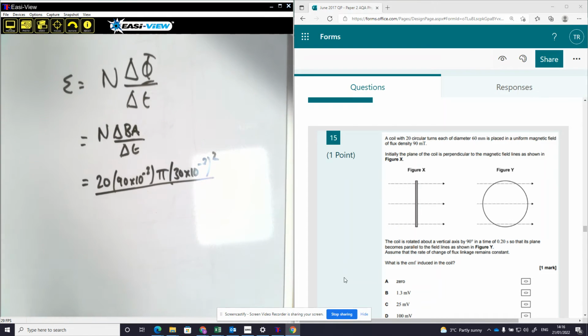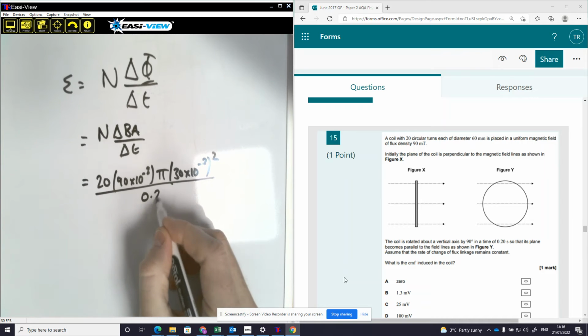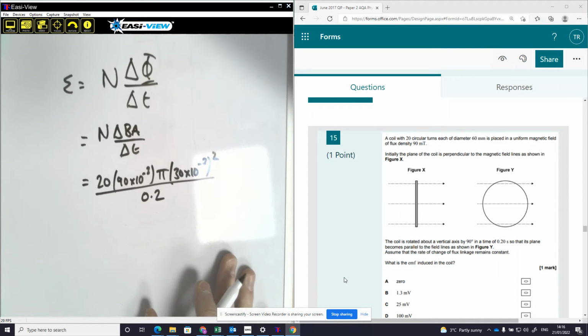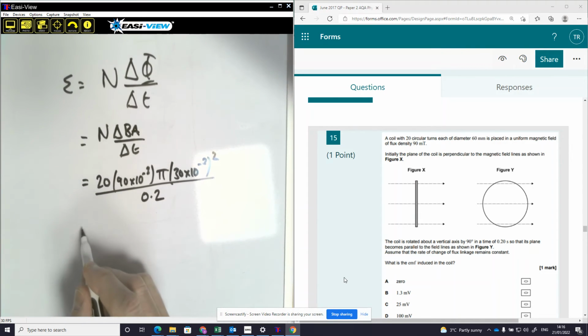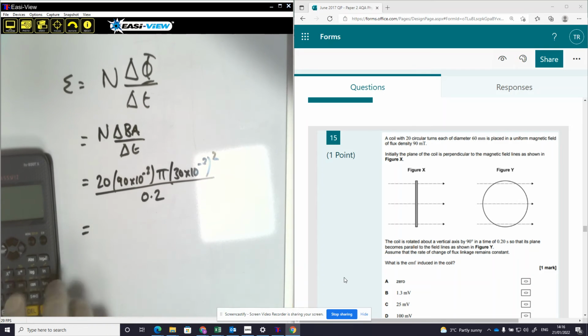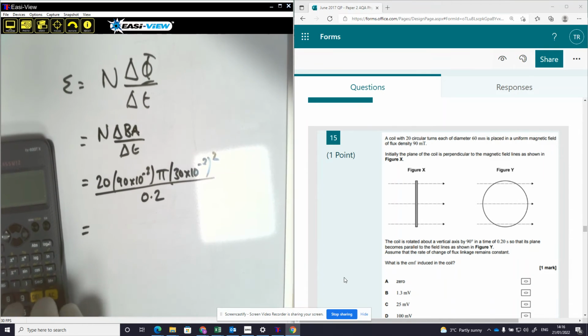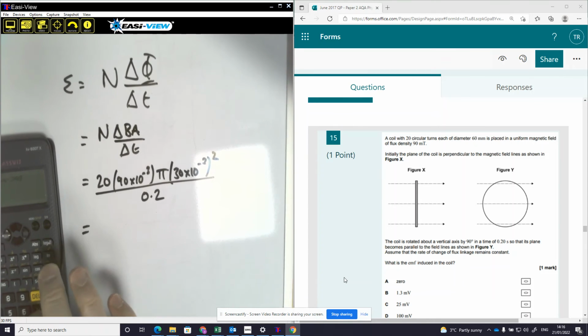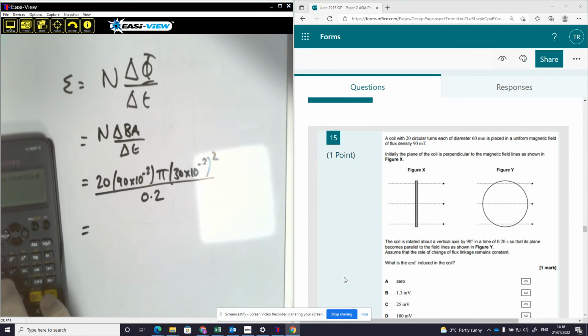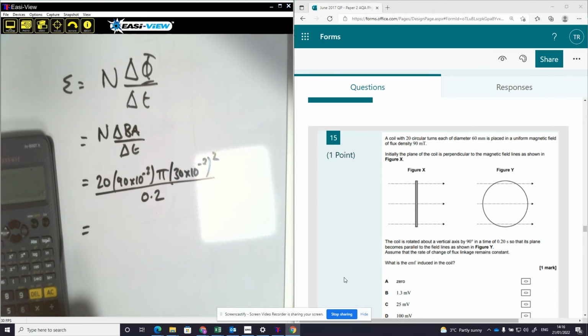Now it tells us it takes 0.2 seconds to rotate through 90 degrees. And we're also told to assume that this is uniform. So we can average it out. So we just need to do this calculation then to get the EMF. So once we've got all that, we just need to put it in our calculators. So 20 times 90 times 10 to the negative 3 multiplied by pi multiplied by 30 times 10 to the negative 3 times 30 times 10 to the negative 3 to get it squared, and then divide by 0.2.